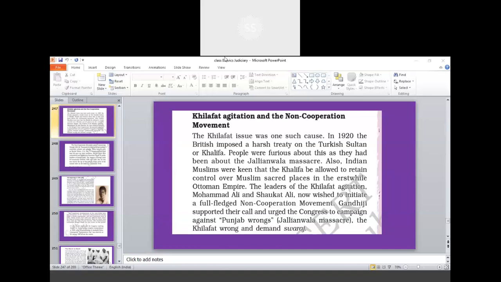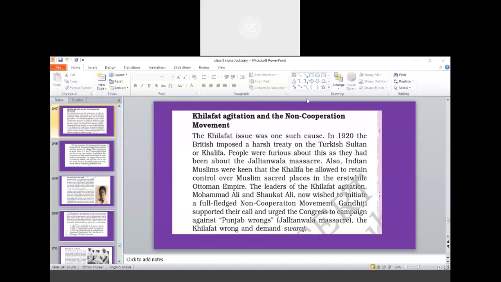When we were discussing about Khilafat movement, I told you about World War One. World War One and Two, majorly which two countries were in the enemy field? Britain and Germany. Okay. So Germany and Britain were the major enemies, supported by countries like Russia, America, Japan, Italy, France.